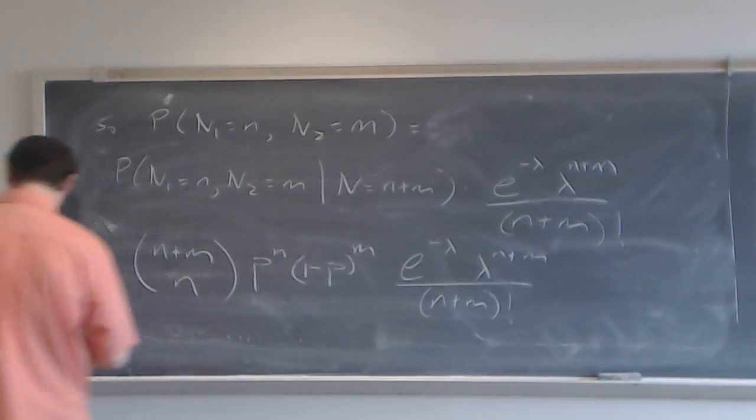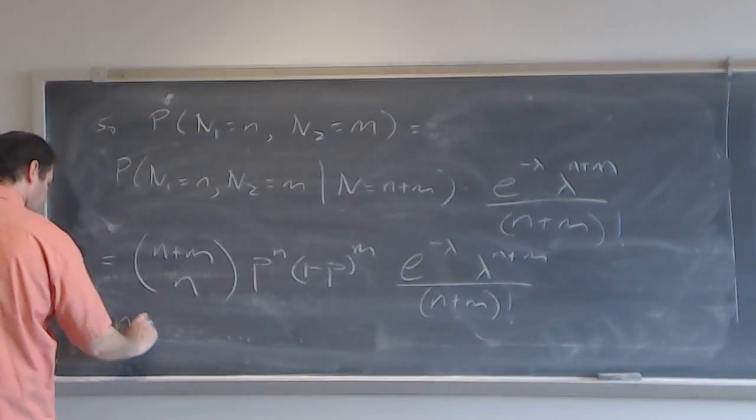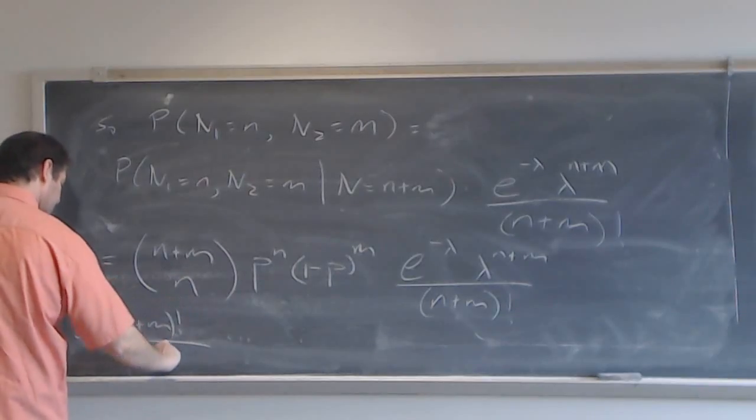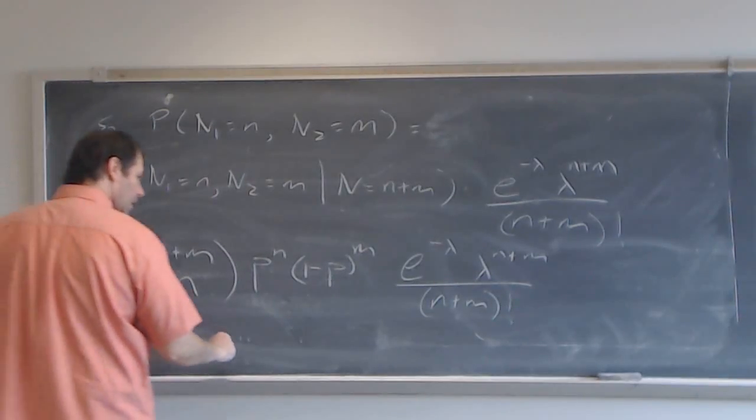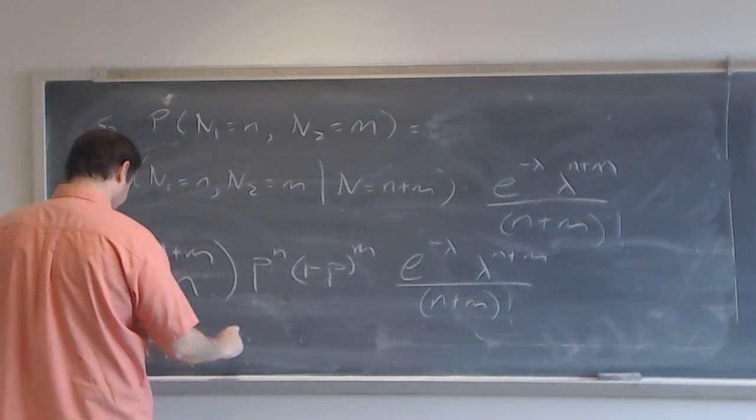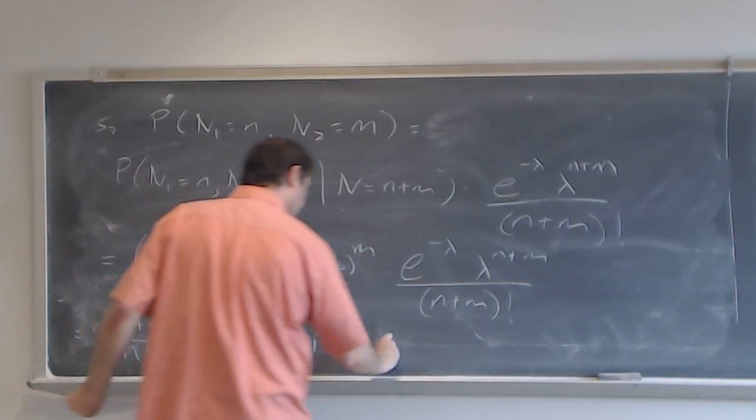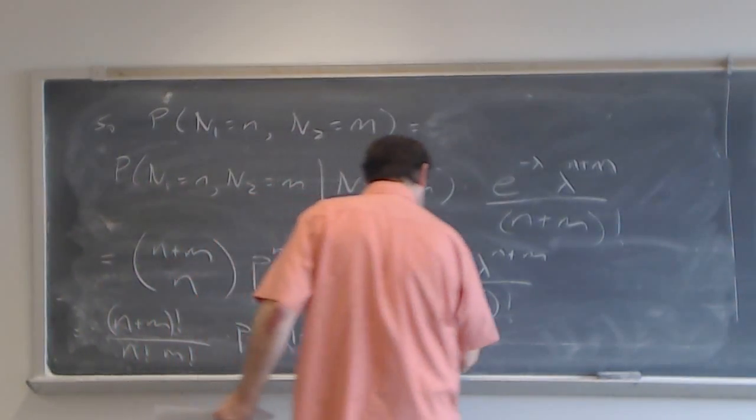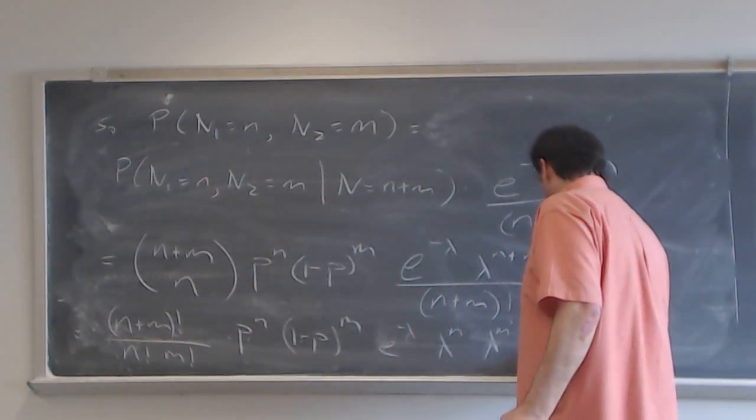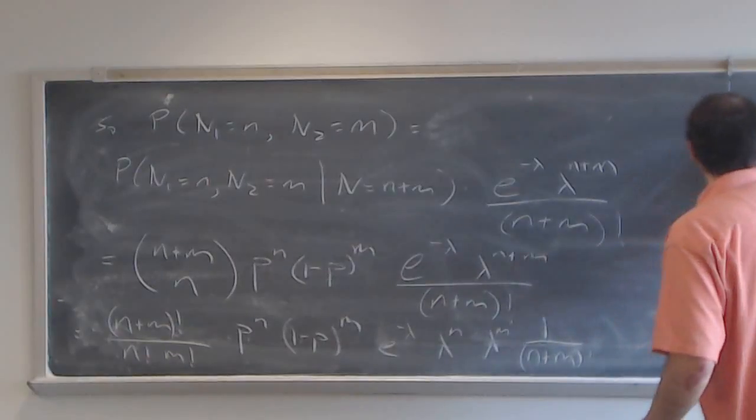Okay, we can simplify this now. This is n plus m factorial over n factorial, and here this will be m factorial. This is p to the n, 1 minus p to the m. Here we have e to the minus lambda, lambda to the m, and then times 1 over n plus m factorial. Of course, the n plus m factorials are going to cancel. So let me rewrite this.